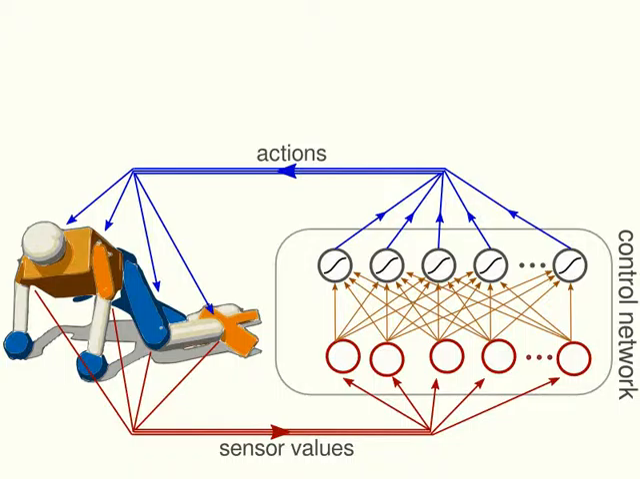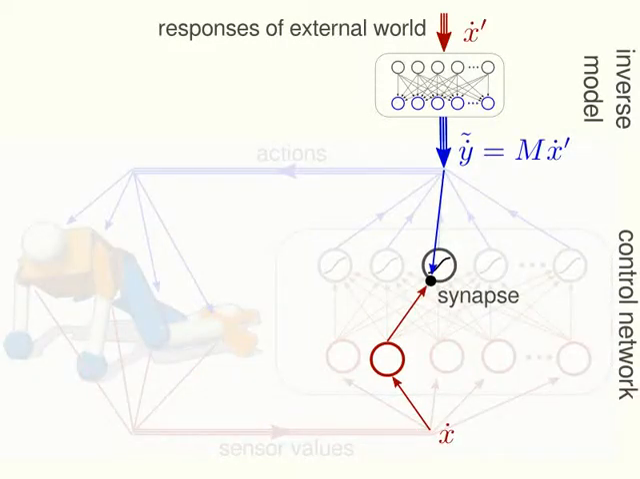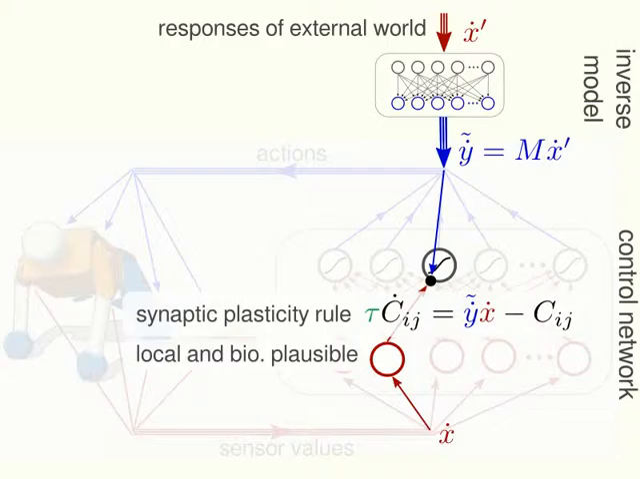The sensor values of the robot are processed by a simple neural network, which generates the motor commands sent to the robot. With the help of an inverse model linking the responses of the external world back to the actions, we obtain the learning signal for each synapse. The new plasticity rule is a variant of Hebbian learning, upgraded with a link to the external world. It is simple, local, and biologically plausible. More details are found in the paper.